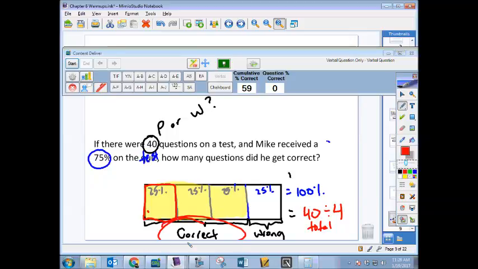Because we need to know this. And if we can divide it by 4 and get 10 in each, then can we look at it and say, well, how many did he get correct then, guys? 30. He got 10, 20, 30 correct. Everybody see that? Yeah. Okay.